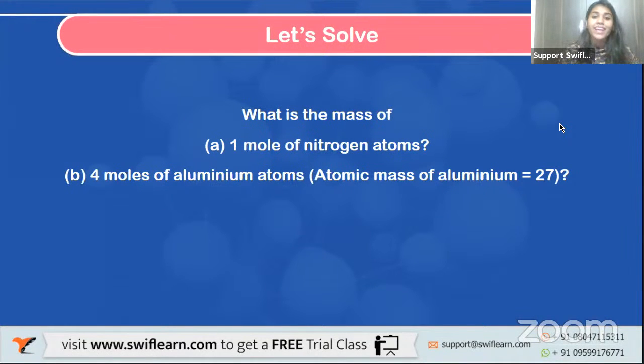Okay, now moving ahead, the next question, a similar question. Try to solve this. What is the mass of 1 mole of nitrogen atoms? Try to find out. And also, the B part of the question: what is the mass of 4 moles of aluminium atoms? They have given you a hint. The atomic mass of aluminium is 27. What is the atomic mass of nitrogen? It is 14. So now try to find out.